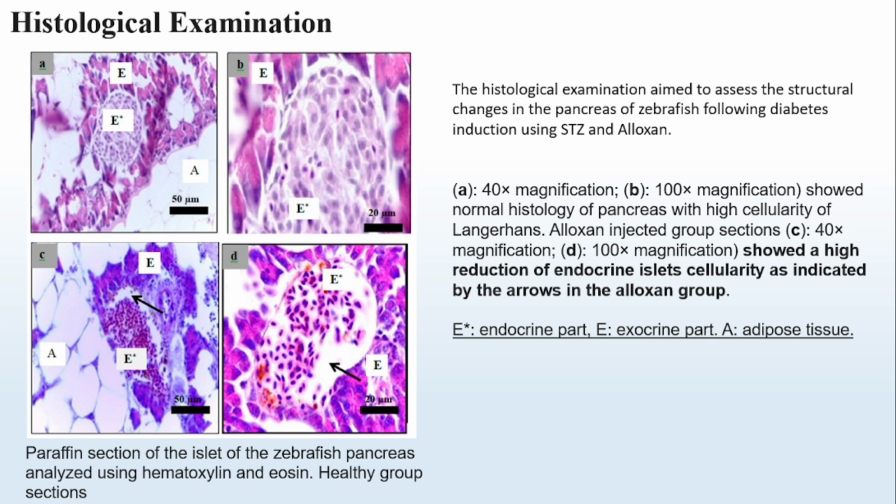So the healthy zebrafish show a normal islet structure in figures A and B, where A is 40x magnification and B is 100x magnification, so a normal histology of the pancreas with the high cellularity of the islets of Langerhans, indicating the normal islet structure. And the group in C and D, which is the alloxan-injected group, shows a high reduction of the endocrine islet cellularity as indicated by the arrow in the alloxan group. And this means that diabetic fish display altered islet structure and cell loss.